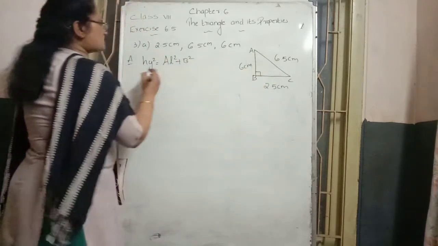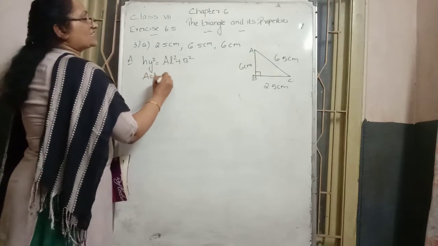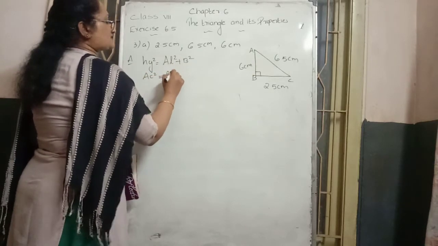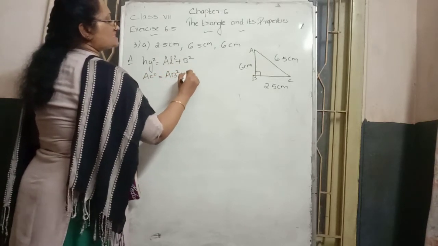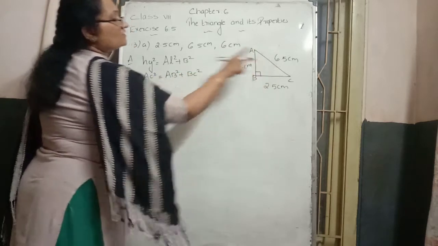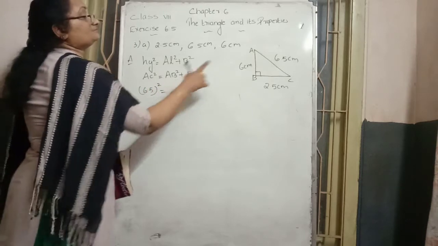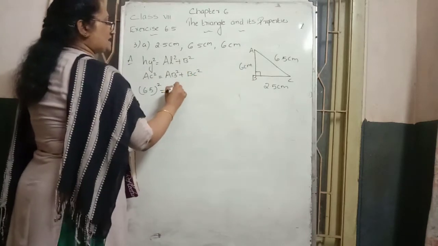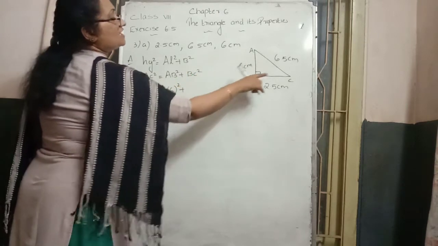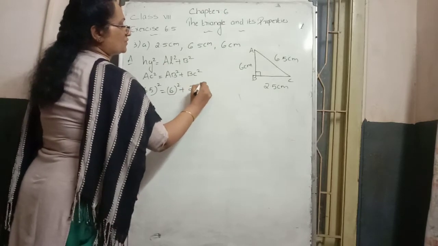Hypotenuse means which side? AC side. Square equals altitude, represented as AB square, plus BC square. The AC side value is how much? 6.5, but the whole square is there. Then the AB side value is 6, so the whole square is there. The BC side value is given as 2.5.